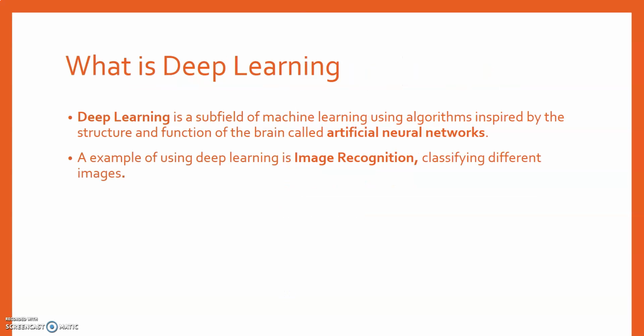What is deep learning? Deep learning is a subfield of machine learning using algorithms inspired by the structure and function of the brain called artificial neural networks. An example of using deep learning is image recognition, which is the classification of different images.